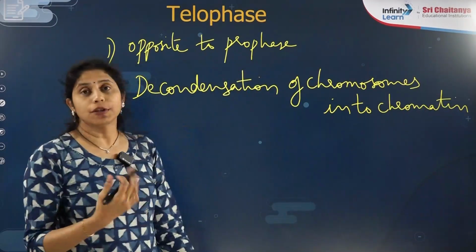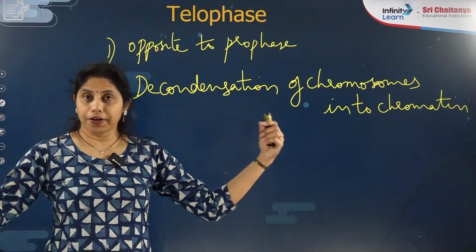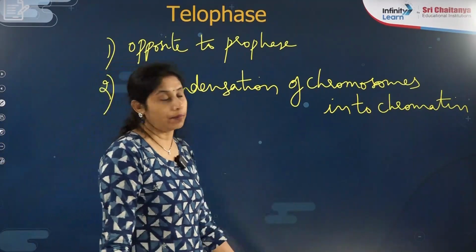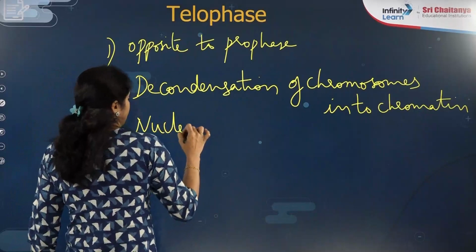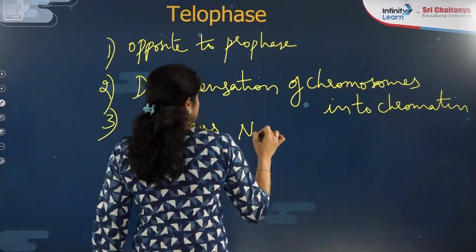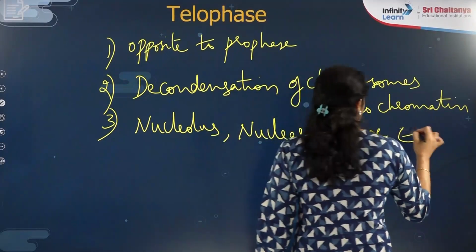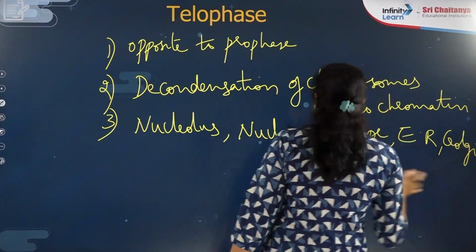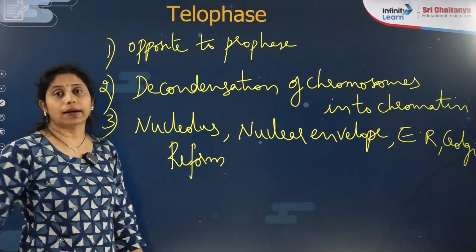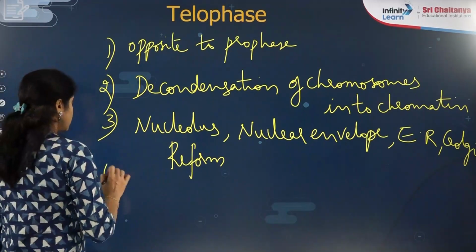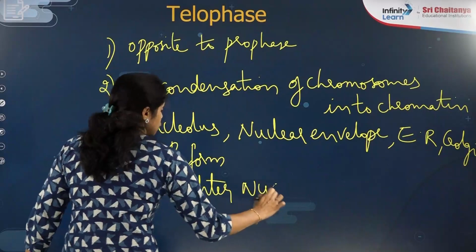Decondensation of chromosomes into chromatin. That means before, the chromosomes were this much size, now they are uncoiled and hydrated and they'll become elongated structures like chromatin. That will happen here first. Later, around them, the nucleolus and nuclear envelope, ER and Golgi reform. So this event is also exactly opposite to that of the prophase. By the end of this, we'll be getting 2 daughter nuclei.